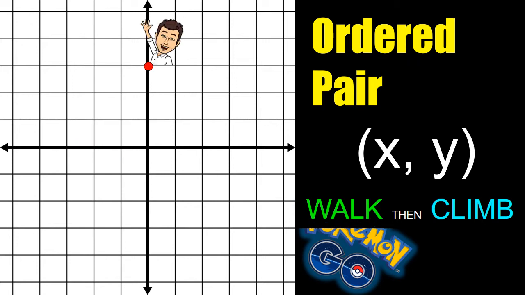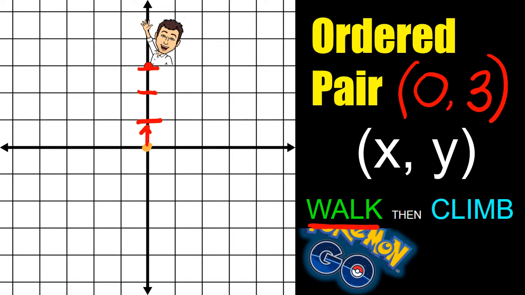So let's find Mr. Peterson, starting in the origin. Let's walk first. You notice that Mr. Peterson is directly above us, so our x-coordinate is going to be 0. We don't have to walk anywhere, we're just climbing. So let's climb up 1, 2, 3. If we climb up, we're climbing positive, so we're going to label that as +3. So our ordered pair for Mr. Peterson is the ordered pair 0, 3.